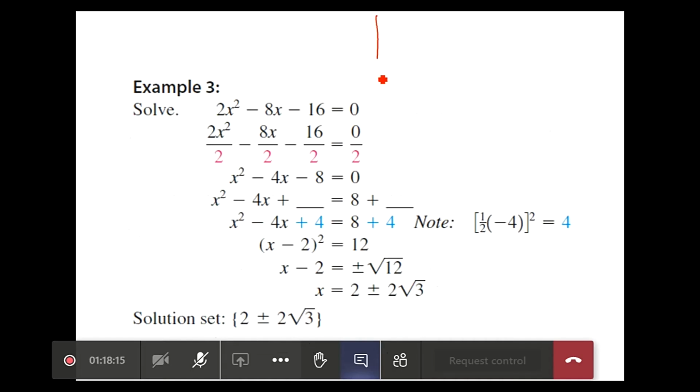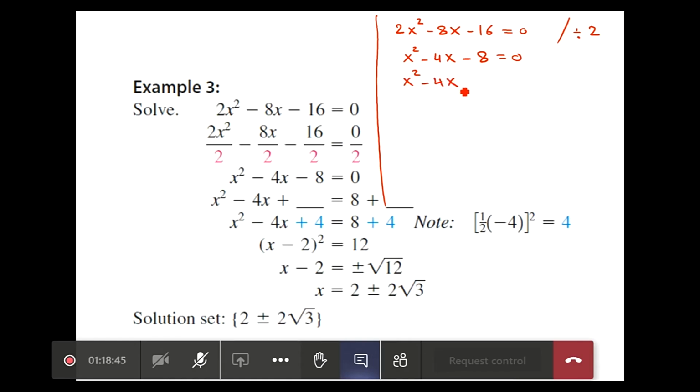Let's solve it. 2x square minus 8x minus 16 equals 0. In the first step, divide by 2. Okay, we need x square only. So we have x square minus 4x minus 8 equals what? 0. Now, put x square and 4x on the left hand side and 8 on the right hand side.